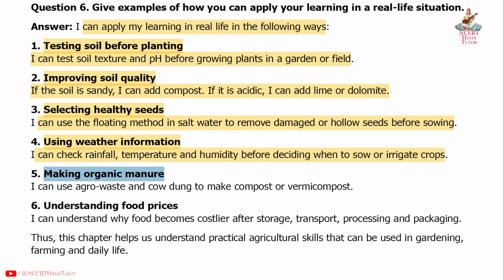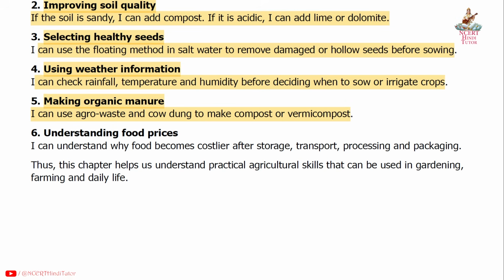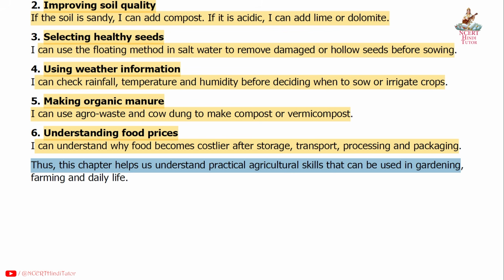Fifth, making organic manure. I can use agro waste and cow dung to make compost or vermicompost. Sixth, understanding food prices. I can understand why food becomes costlier after storage, transport, processing, and packaging. Thus, this chapter helps us understand practical agricultural skills that can be used in gardening, farming, and daily life.